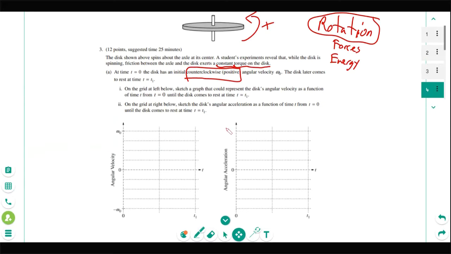So let's start with the easy part here. They tell us that we start at omega naught at time 0. So I know I have a point right there at the beginning. And I know we come to a stop. So I must have a point at the end. And now the big question is, how do I connect those dots? Is this a line? Is this a curve? If it's a curve, which way is it facing? That's the question for this part.